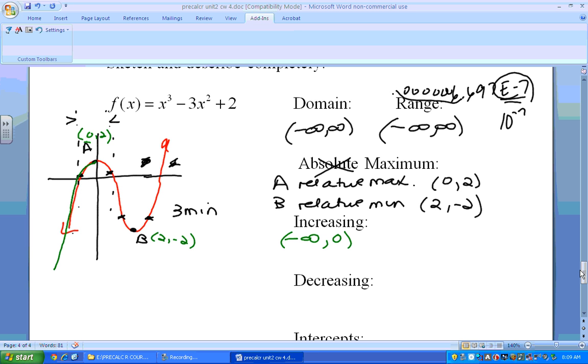Do you see any place else where it's increasing? From where? Give me the x value. 2 to infinity. So your roller coaster is increasing, decreasing, increasing. So 2 to infinity. It's got 2 increasing segments.